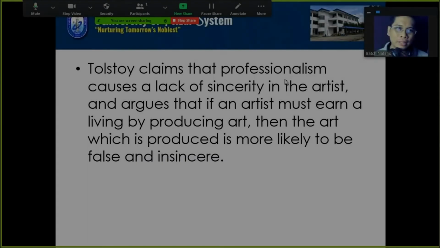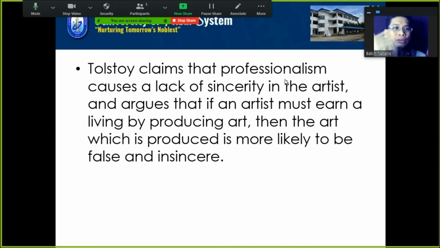So again, ito yung nabanggit ko kanina, tinanong ko sa inyo kanina, what is the view of Tolstoy when we talk of a certain work of art that is commissioned, na ito dapat ang gawin mo, ganyan ang gawin mo. So ito yung sabi ni Tolstoy dyan.